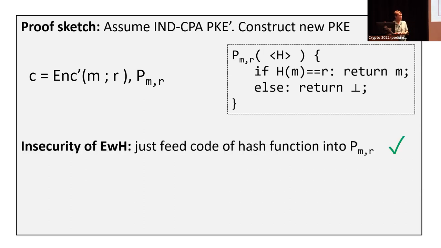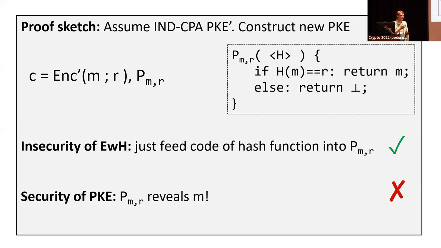All right, so the insecurity of the encrypt with hash transform here is trivial, right? You just feed the code of whatever hash function you're using to instantiate the transform into the program that's contained in the ciphertext. And just by the functionality of the program, it will output your original message, completely breaking security.